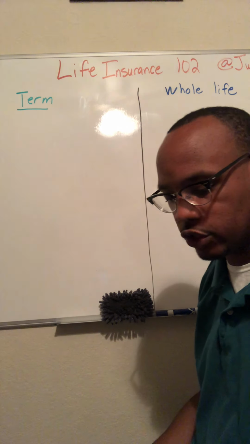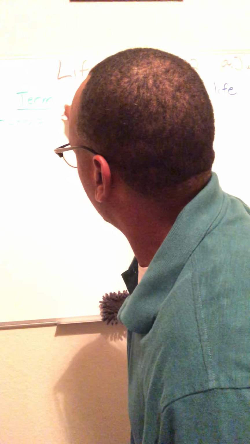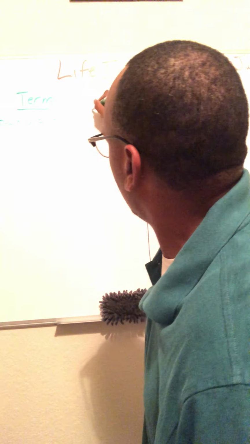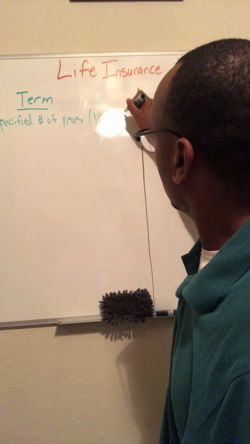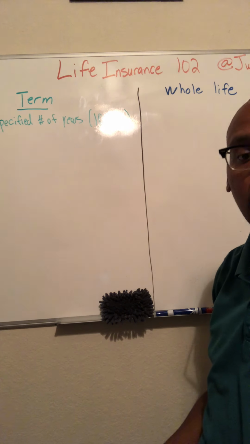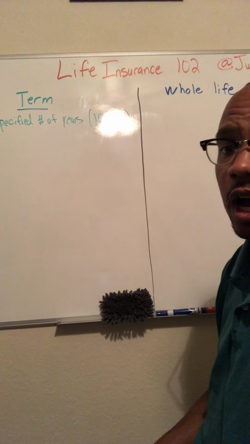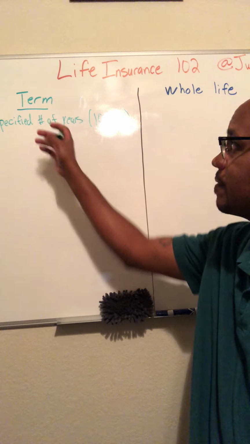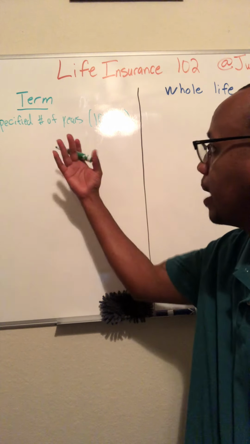With term insurance, you are covered for a specified number of years, and that's normally 10 to 30 years, all right? I'm going to run down term and then I'll switch over to whole life. For term, I'm covered for the specified years that I sign up for.